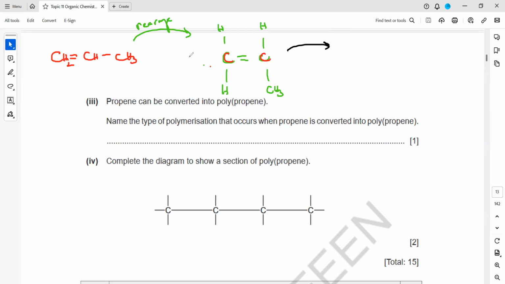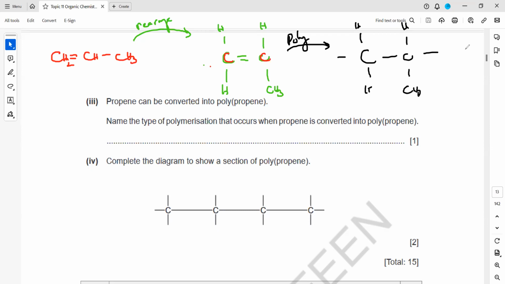So first we have a monomer, we rearrange the structure, and then we have to draw a polymer. If you want to draw a polymer, we draw the same structure but without a double bond. And you can repeat the units. In the question, they say a section of the polymer is shown, so we have to complete it.